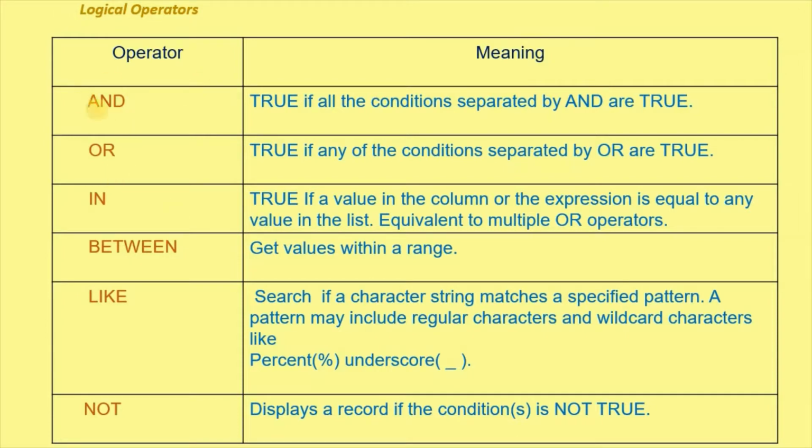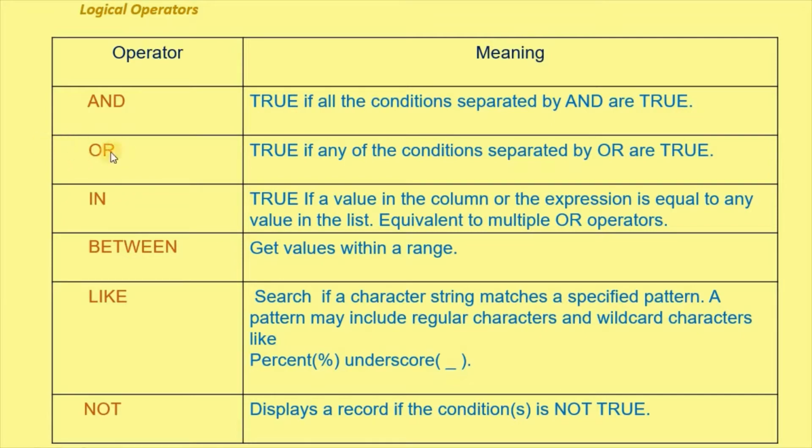So the first operator, AND, returns true if all the conditions separated by AND are true. Suppose there are two conditions separated by AND. If both the conditions are true, then we will get a result. Otherwise, if even one condition becomes false, then we cannot get a result.